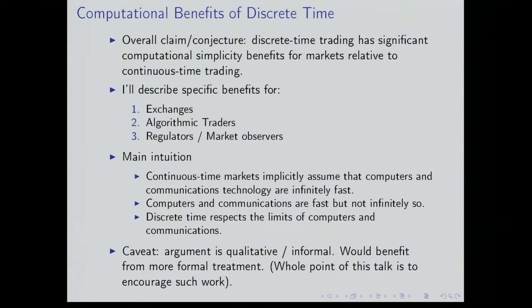What I argue in the paper, towards the back, is that discrete time has computational simplicity advantages relative to continuous time, with specific benefits we describe for exchanges, algorithmic traders, and regulators. The rough intuition is that continuous time markets often implicitly assume that there's no latency and that computers are infinitely fast. Computers and communications are very fast, but not infinitely fast. And discrete time respects limits in ways that simplify markets.